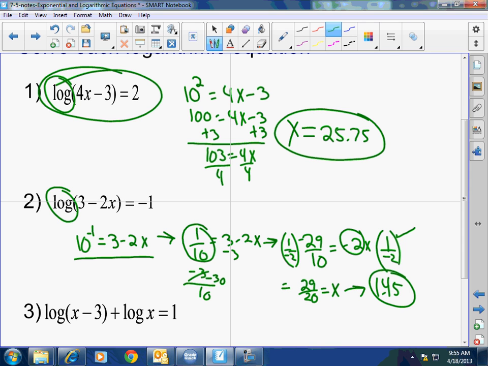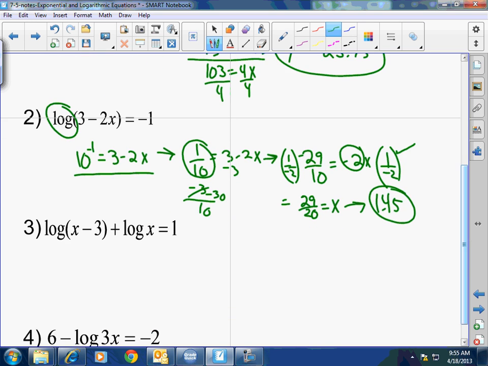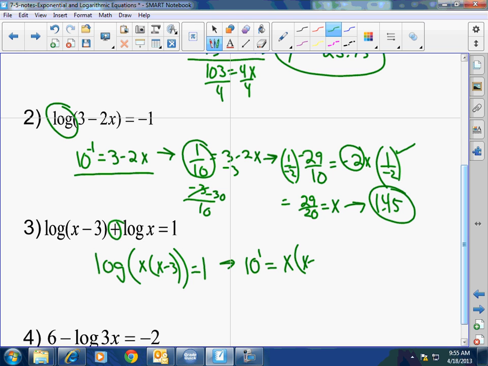For number 3, we're complicating it just a little bit, okay? Just a little bit. For number 3, how can I write this as one single logarithm? Hint, hint. Right. So this is going to be log of x times x minus 3 equals 1. Does that make sense, my brothers? Again, I'm not trying to be a broken record, but what is the base of log when there's nothing there? 10. Thank you, my brothers. So I have 10 to the first power equals x times x minus 3.